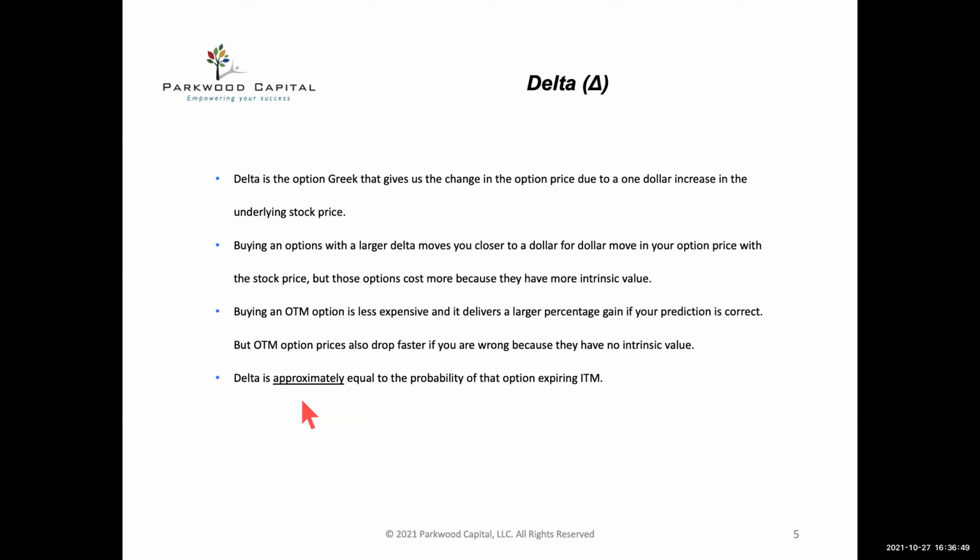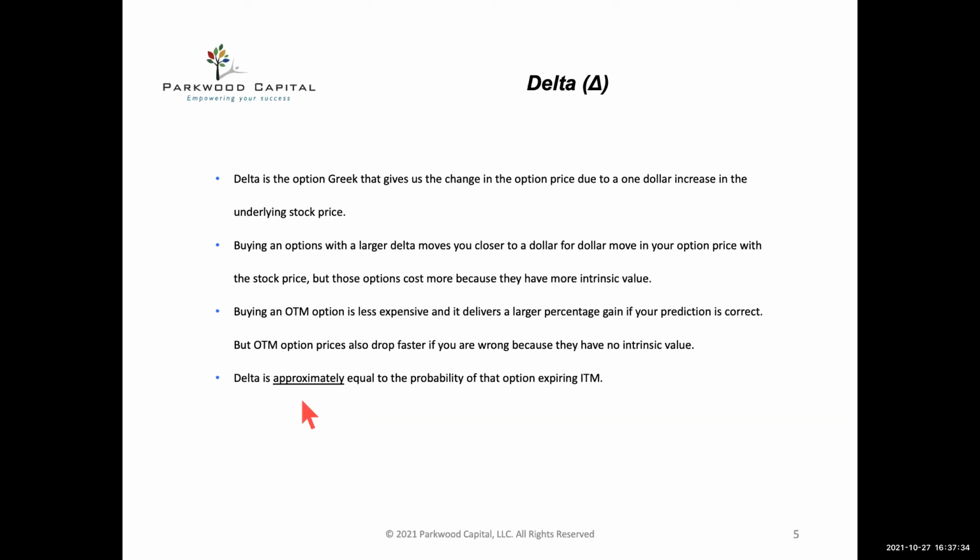Generally speaking, if you're buying options with larger delta, it means that you're getting closer to $1 per dollar move in your option price. Normally delta is expressed as a percentage or a decimal. In other words, somebody will say it's a delta of 40. What they really mean is it's 0.40. In other words, if the stock price goes up by $1, that option price is going to go up by 40 cents, $0.40. And sometimes you'll see it expressed as a percentage, 40%. That's a little confusing, but just remember to accept it either as 44, 0.44, or 44%. It's always the same.